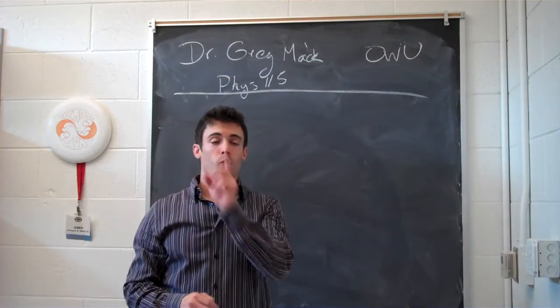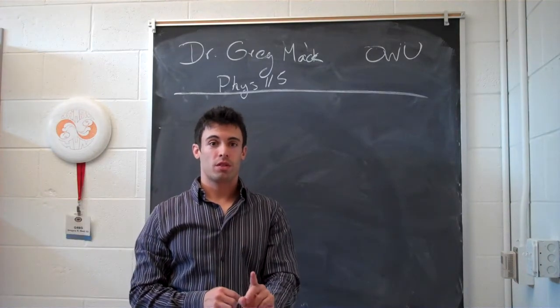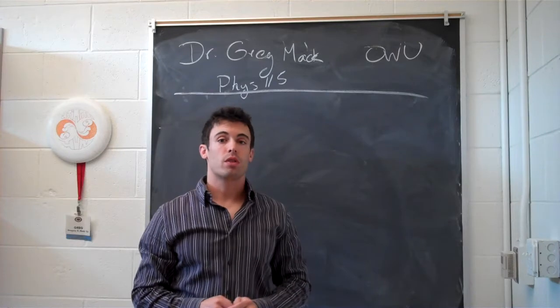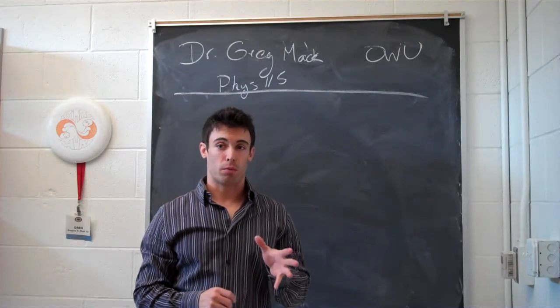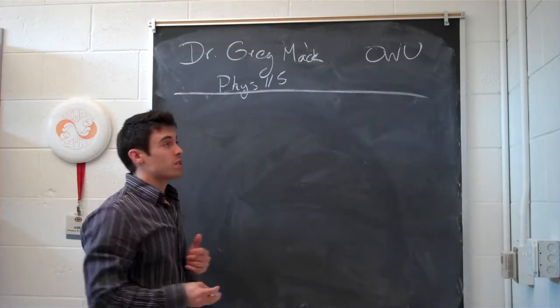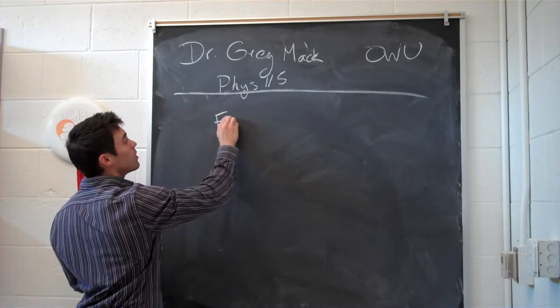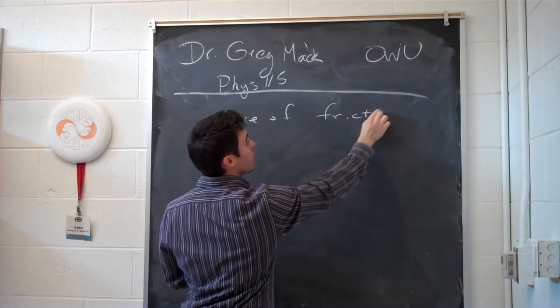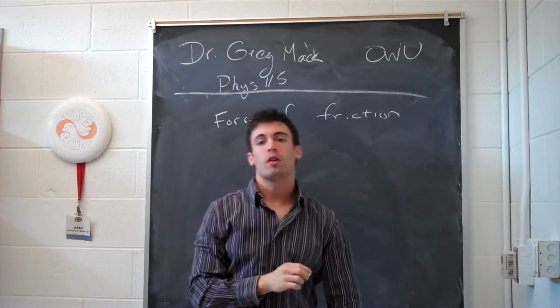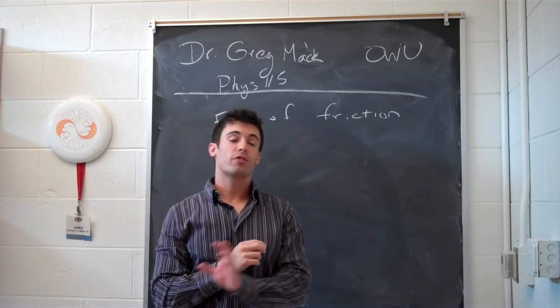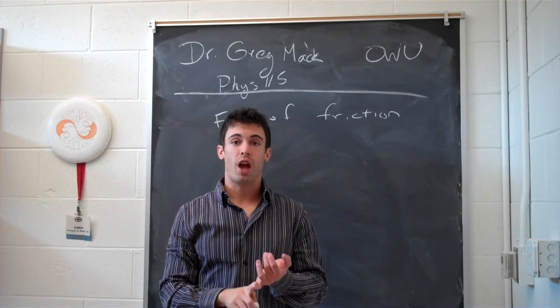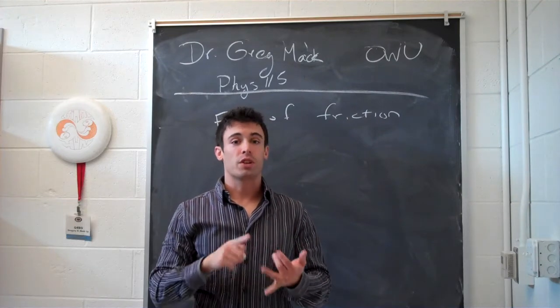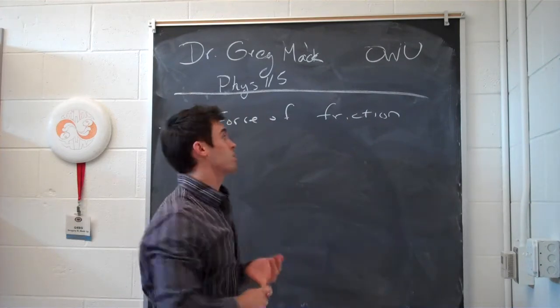So today we talked about one more force that is of importance, and then we started talking about energy, we started talking about work. But the force that we talked about was the force of friction. And there were two different cases, because there are two different types of friction. There's static friction when the object is not moving, and there's kinetic friction when the object actually is moving.